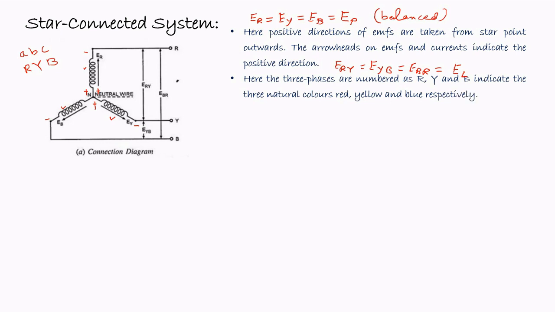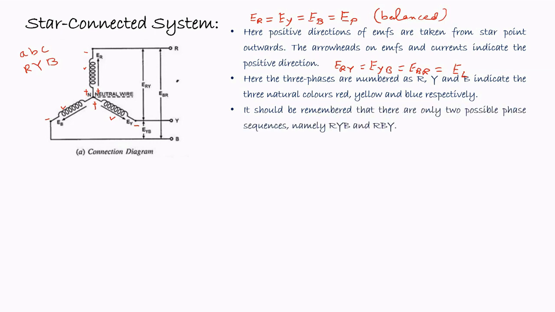As we have already mentioned, here the three phases are numbered as R, Y, B. It indicates the three natural colors, that is red, yellow and blue respectively. And it should be remembered that there are only two possible phase sequences, that is, it may be either RYB or it may be RBY. Generally RYB is considered as a positive phase sequence and RBY is considered as a negative phase sequence.